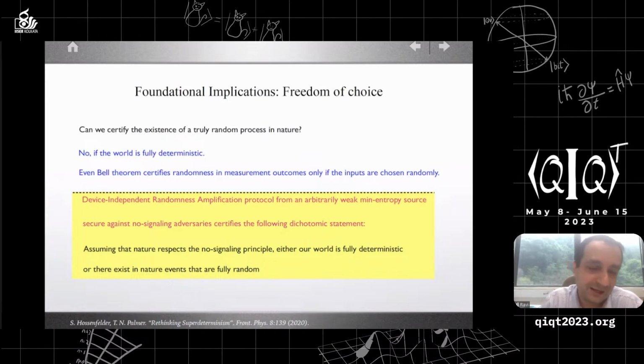So if there is a little bit of randomness in nature, then that can be amplified to a fully random process, to a fully random bit, using a physical process. So that's the foundational implication towards these kinds of ideas of contradicting Bell's theorem through superdeterminism. Of course, if you have superdeterminism, you cannot prove anything in Bell's theorem. But if you have a little bit of randomness, then you can guarantee a fully random process in nature.